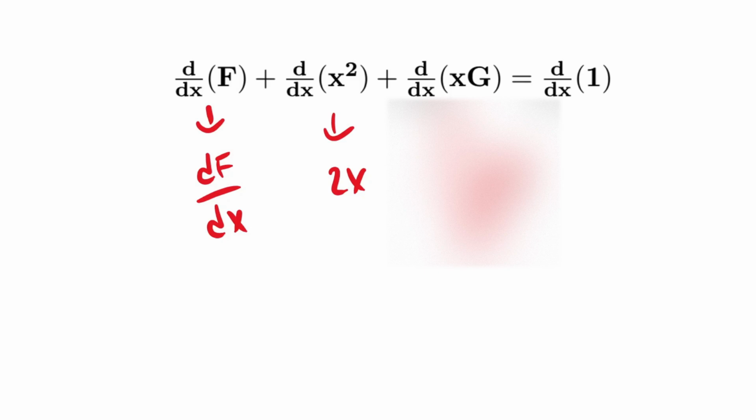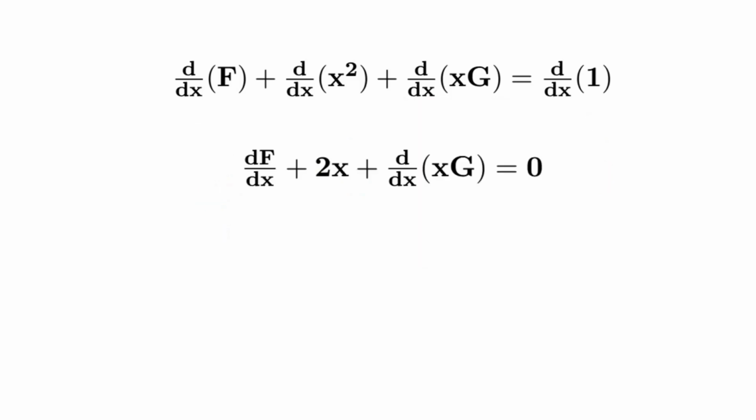I'll start working on this term in the next step. Okay, what about the last term, d dx of 1? Well, that's simply going to equal 0, right? So if we put all these terms together, we're going to get this equation here. Now let's focus on this term over here because I'm going to be applying the product rule to this term.